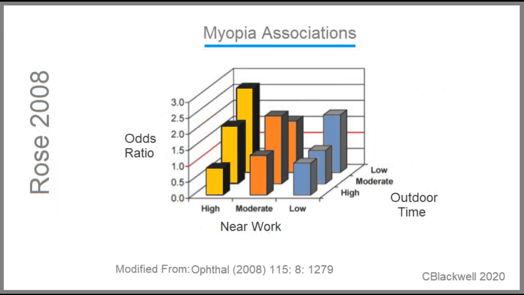This is the published 3D chart from the Rose study. I'm including it because it is often referenced. Here the y-axis is odds ratio of developing myopia, and the direction of rows is switched. The orange line is an odds ratio of 1, meaning a 50-50 chance. It is clear that more outdoor time means a lower odds ratio of developing myopia.